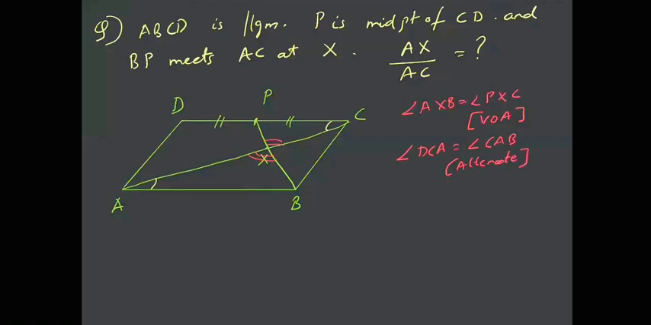Now what can I say is these two triangles, that is triangle AXB is similar to triangle XPC, because two angles are equal. So triangle AXB is similar to triangle PXC.